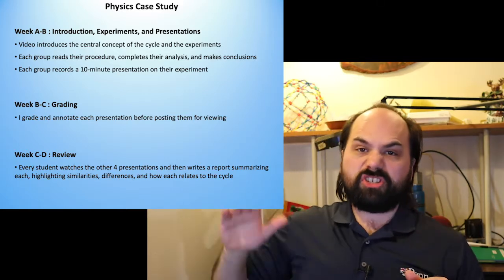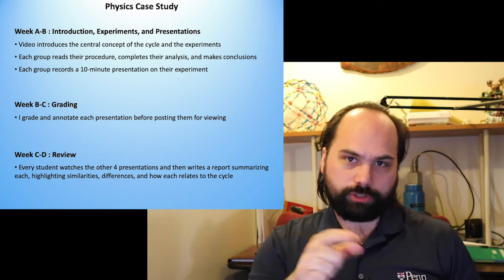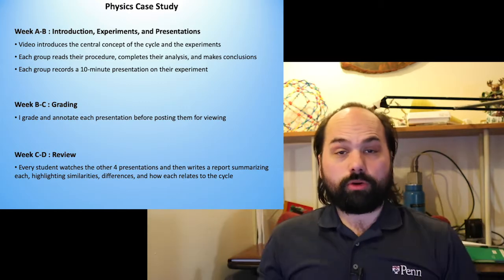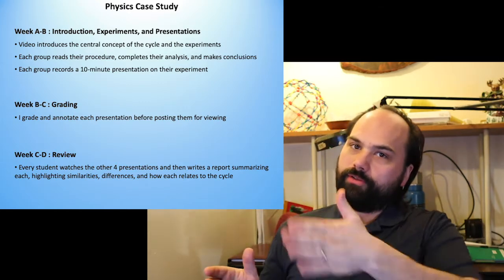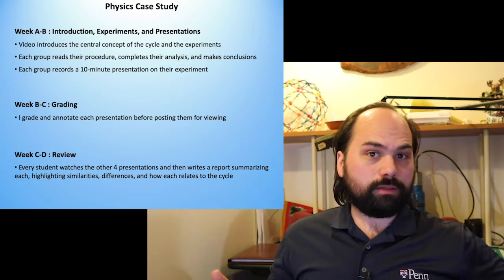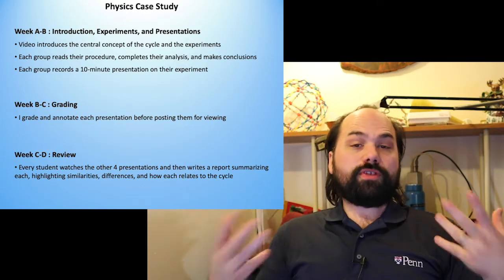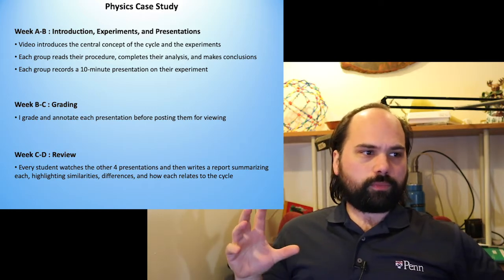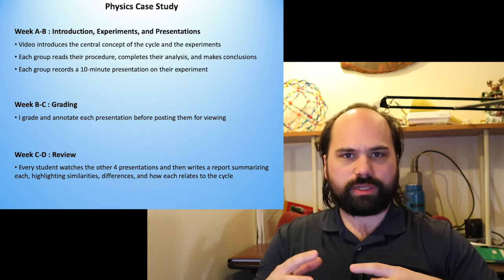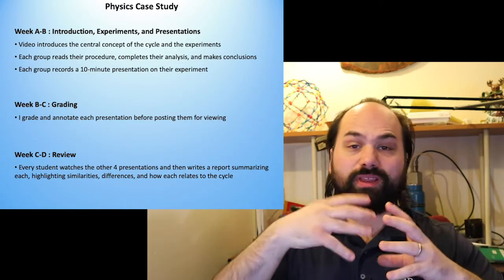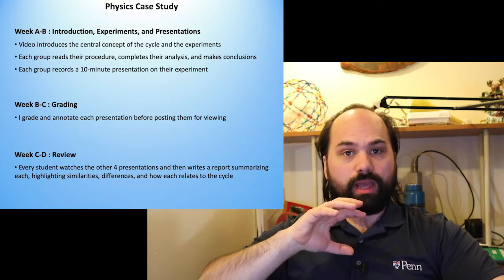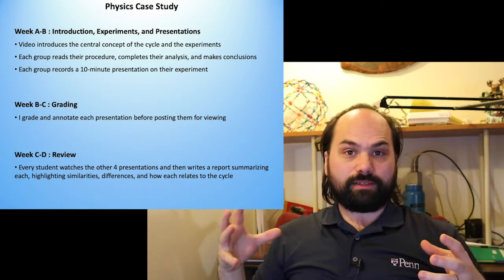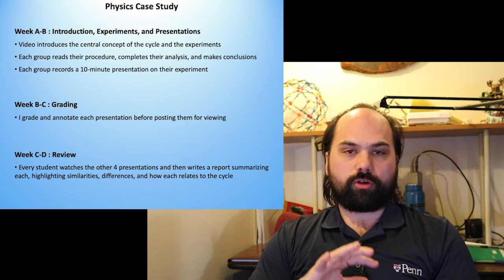Then we get to week C to D. Now it's your turn to do work again. You as an individual are going to watch the presentations for all the groups in your section that you weren't in. So you're going to learn about those experiments. You're then going to write a report summarizing those experiments and kind of figuring out what the connective tissue is here. How is each one like your experiment? How is it different than your experiment? How do all of these things intersect into the arc? What is the big picture of that cycle that is created by these 5 experiments?